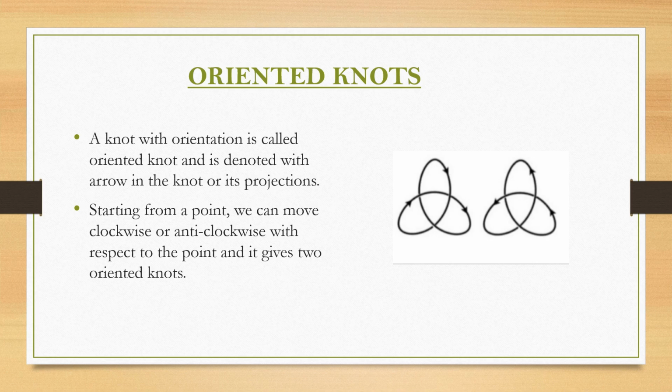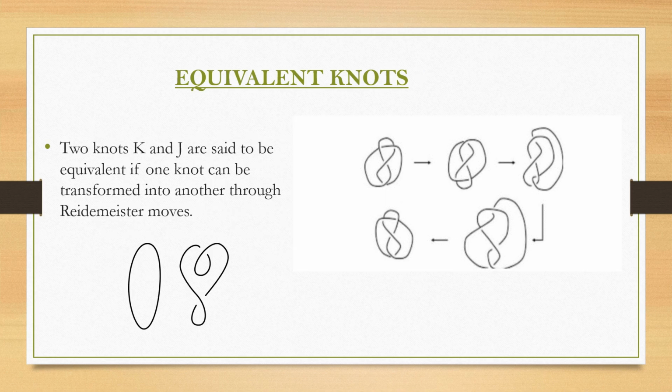Now we speak about oriented knots. Oriented knots, just as the title suggests, is nothing but a knot with orientation. That orientation is depicted with an arrow in the projection. If you are given a knot, you can easily speak about two different orientations that the knot can possess. One is to move clockwise from a particular point, and the other is to move anti-clockwise.